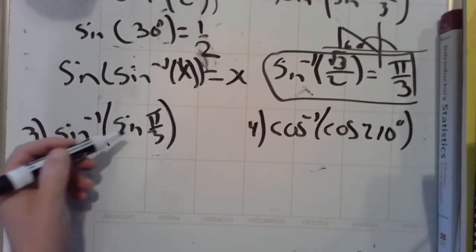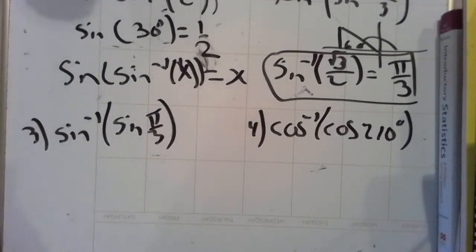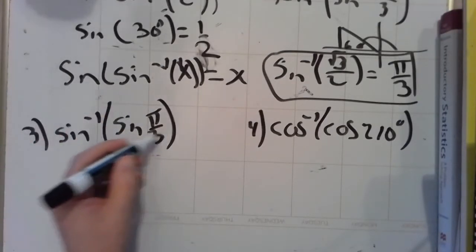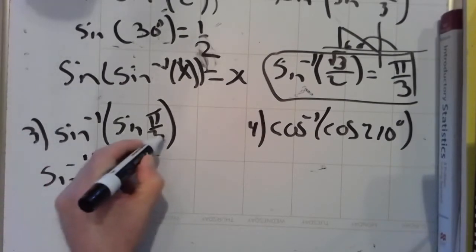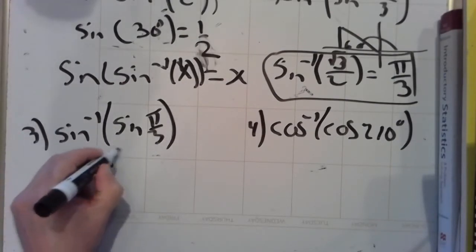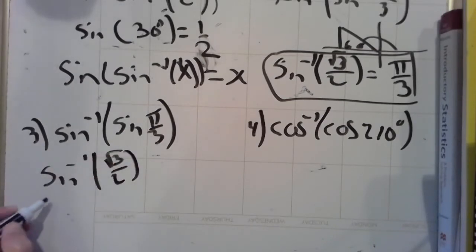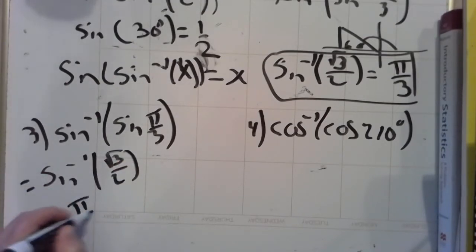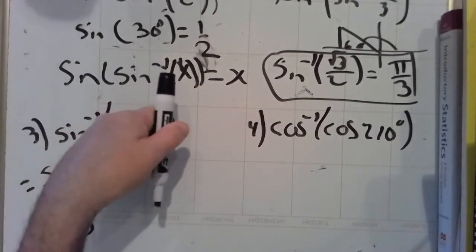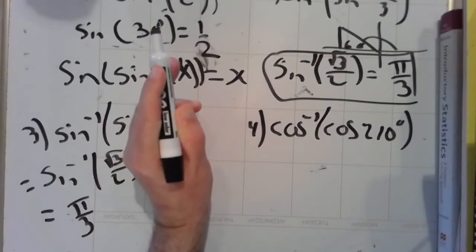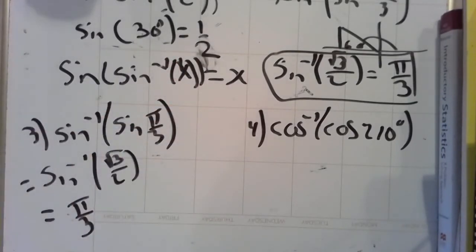These only cancel out if we're in quadrants 1 or 4. These will just cancel out: sine of pi over 3. Start inside and work your way out. Sine of 60 degrees is root 3 over 2. Inverse sine of root 3 over 2 is pi over 3. If you're in quadrant 1 or 4, if your angle is between negative pi over 2 to pi over 2, these will just cancel out.